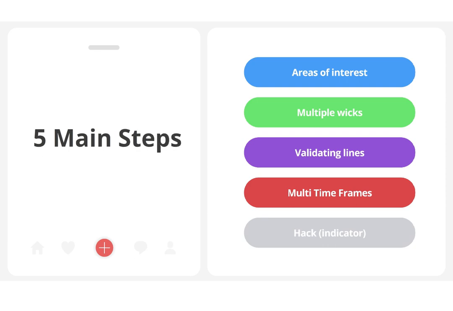So, the five main steps we're going to look at today are areas of interest on our chart, including multiple wicks, which you may have heard me talk about if you're not new to my channel, validating lines using a step-by-step backtesting method, multi-time frames, specifically, drawing SNR lines on multi-time frames. I might talk a little bit about zones as well, but I'll try to keep zones to its own separate video. And then the indicator, of course. So it's a TradingView indicator that I'm going to show you that I have found really helpful. So we will just get right into this stuff.